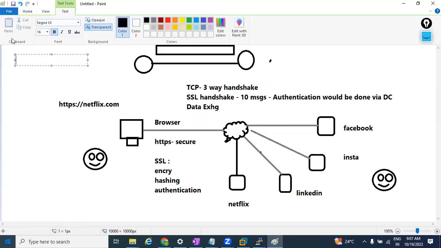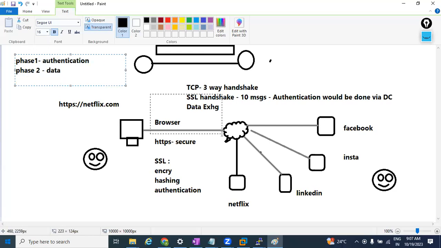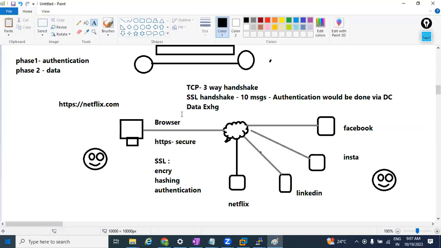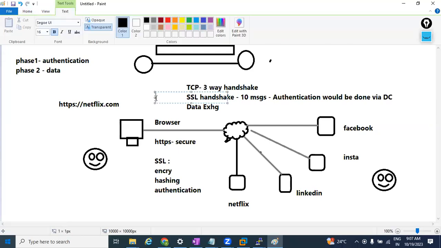Same concept was in phase one. Phase one was about what? Authentication, and phase two was about data exchange. But here SSL is not about phase one and phase two. If I compare it with IPsec, this is phase one, and this is about what? Phase two.